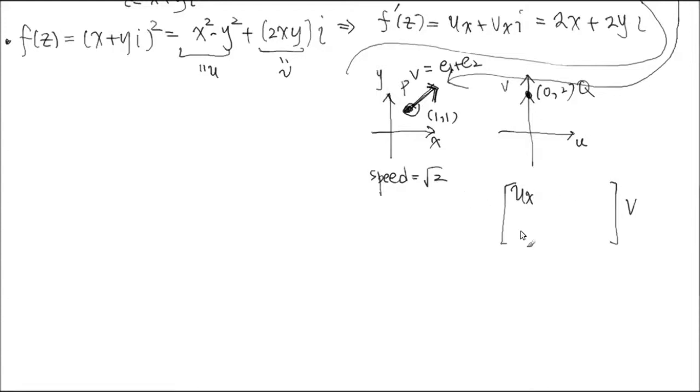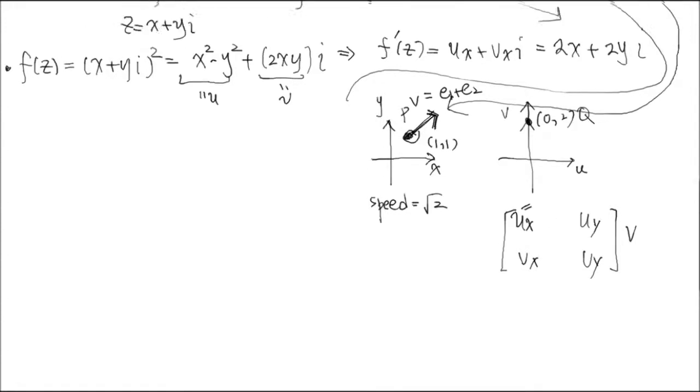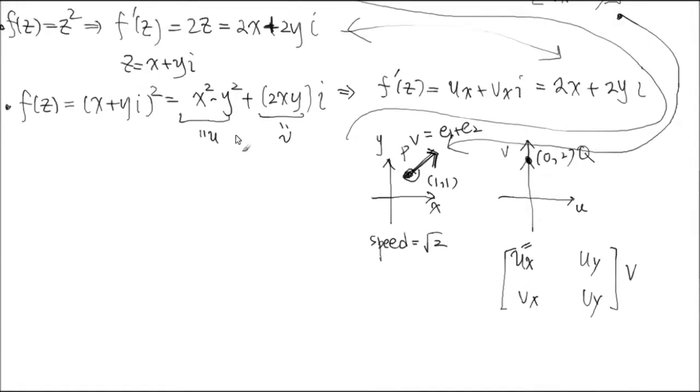What is that matrix called? Jacobian matrix, right? What was that? Ux, Vx, Uy, and Vy. I think we already calculated Ux. What's Ux? Do you know where the Ux is? U is this and V is this, right? So what is Ux? 2x. What is Uy? Negative 2y, right? What is Vx? 2y. What is Vy? Is that 2x? Is this right?